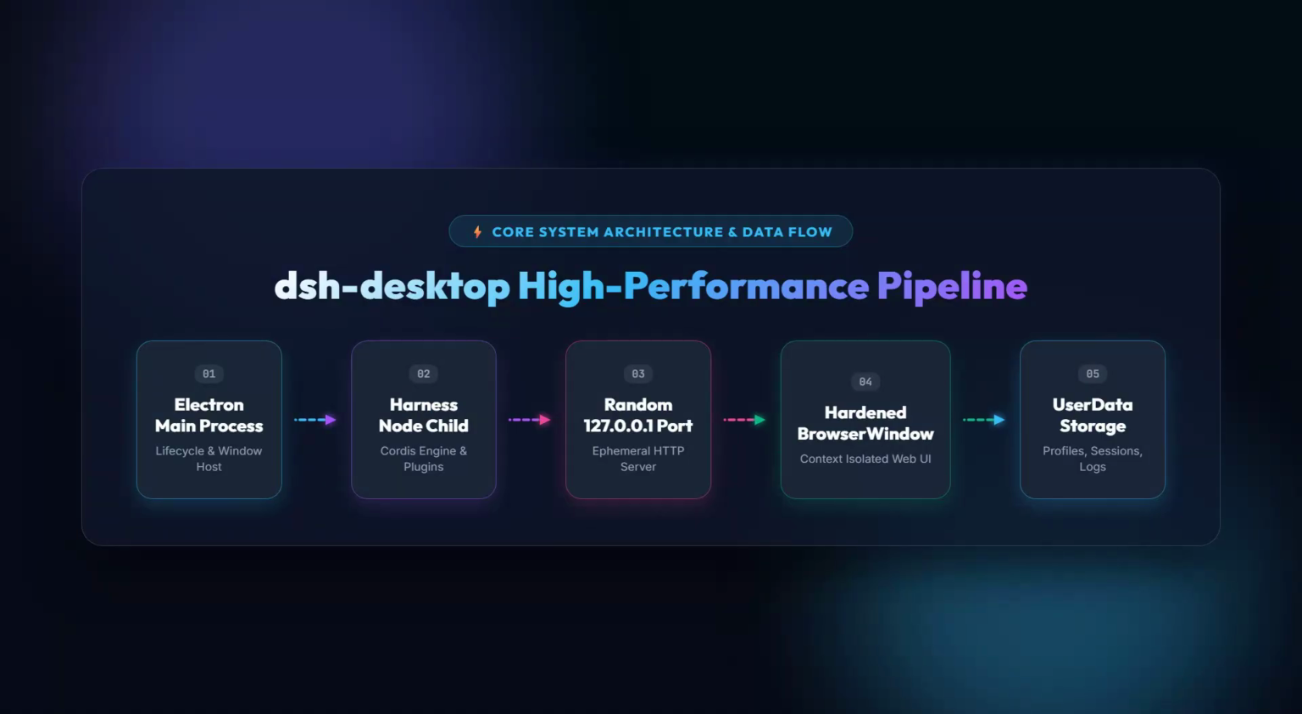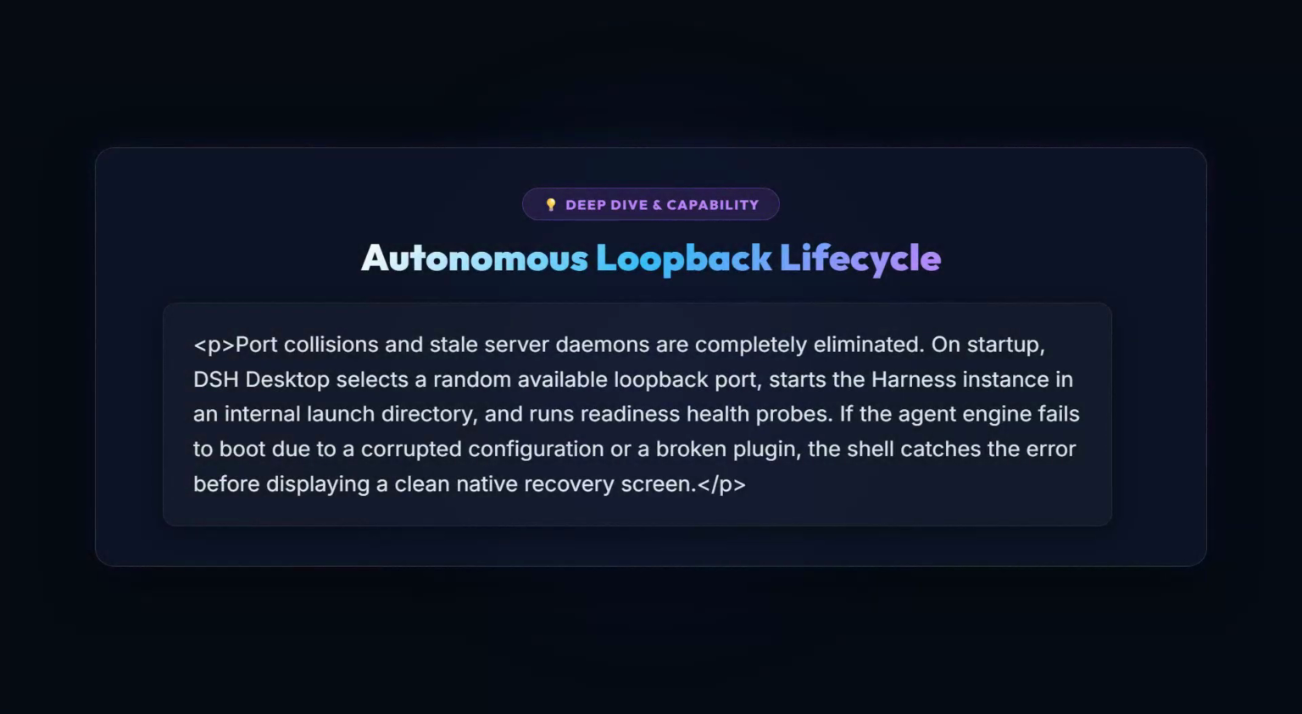The Electron main process spawns an isolated Node.js child process that boots the DeepSeek Harness runtime on an ephemeral loopback port. The desktop window points directly to this local instance with hardened web preferences, while persistent files like profiles, credentials, and logs are anchored safely in user data directories. Port collisions and stale server daemons are completely eliminated.